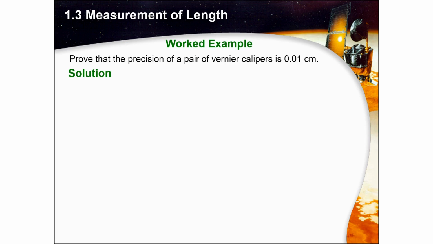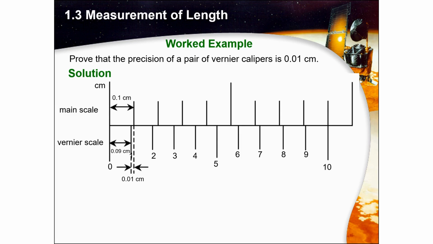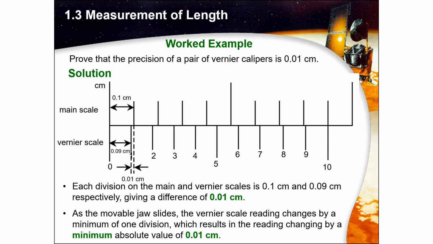Now, how do we prove that the precision of a pair of vernier calipers is 0.01 centimeter? Let's see one more time from the example. This is the main scale. The main scale is 0.1. When the 0 is lying here, you can see that the vernier scale does not fall after 1, so it is below 0.1 centimeter. Which means right now we do not have more than 0.1 centimeter.